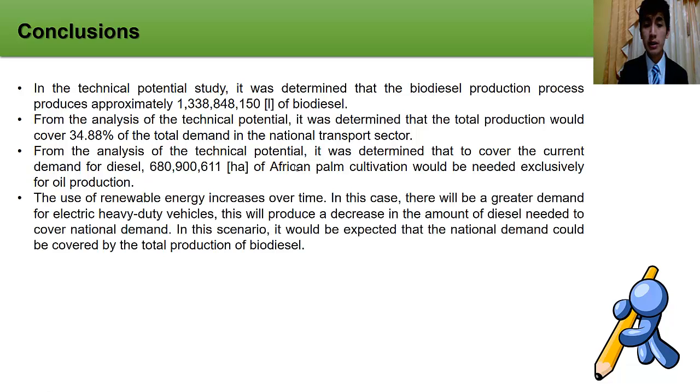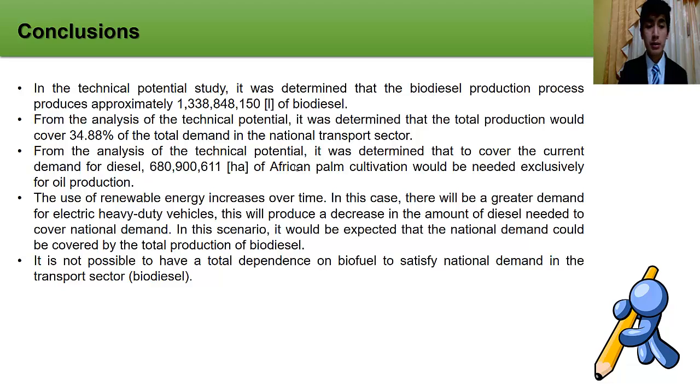The use of renewable energy increases over time. In this case, there will be a greater demand for electric heavy-duty vehicles. This will produce a decrease in the amount of diesel needed to cover the national demand. In this scenario, it is expected that the national demand could be covered by the total production of biodiesel. Most importantly, it's not possible to have a total dependence on biofuel to satisfy the national demand in the transport sector.